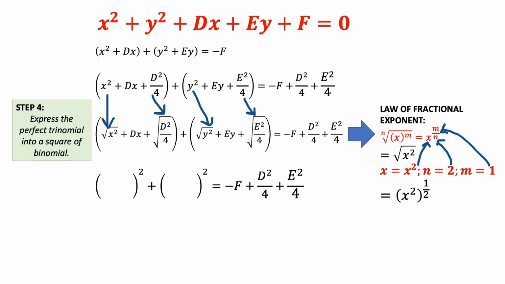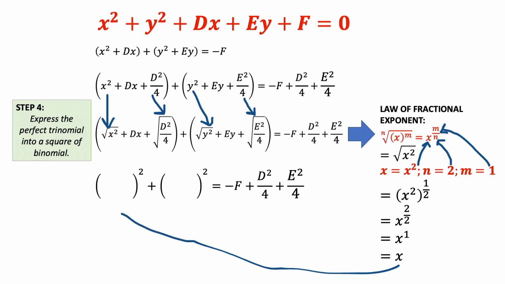I know that when I raise x squared to 1/2, it will give me x raised to 2 over 2. Then, 2 divided by 2 will give me 1. Therefore, x raised to 1 can be simply written as x. Now, I will plug it in the first square of binomial.